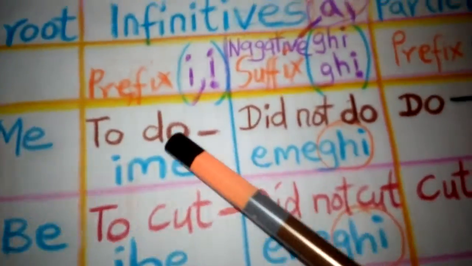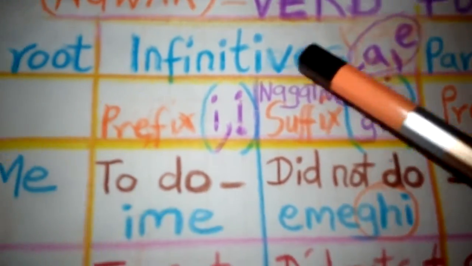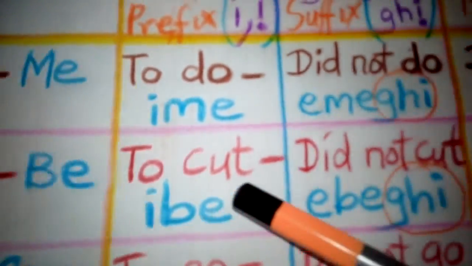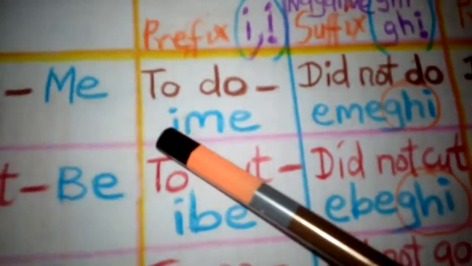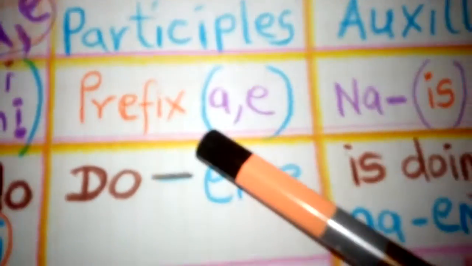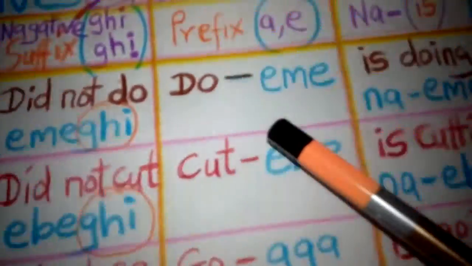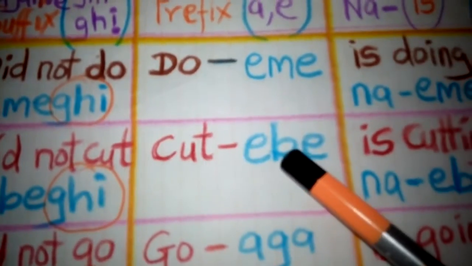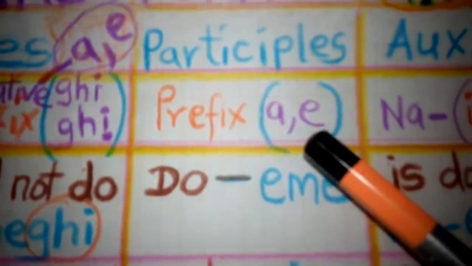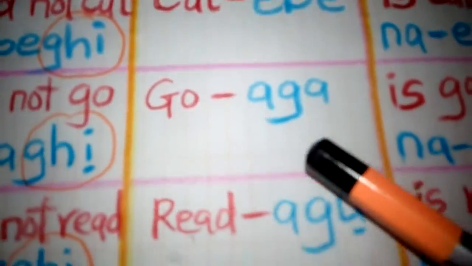Assuming what is in the sentence is an infinitive form, that's ime or ibe, and they ask you maybe to change to participle. How do you change? You remove this i and put a where you're supposed to put an a group and an e group. You replace with that. That is participle, simple. Just replace with this prefix a or e. You get participle.